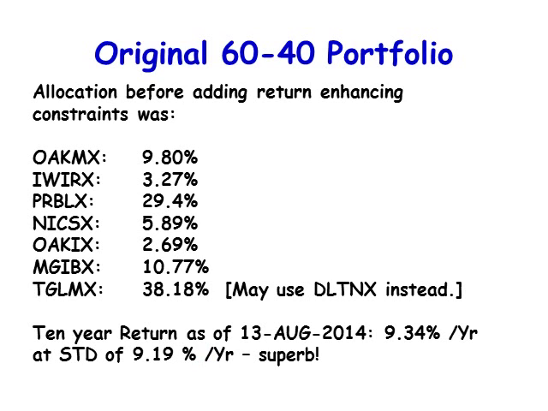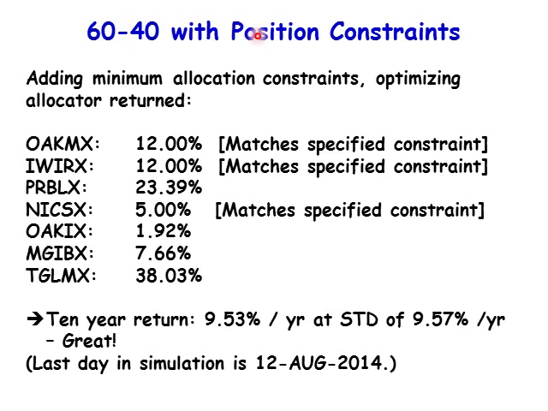Okay? So let's continue. But we're looking for returns, and on the return basis this is not as good. Another portfolio generates a higher return. Let's continue. Okay, I added some constraints for position values. Adding minimum allocation constraints to optimize my return: Oakmark fund 12%, I asked it to give at least 12%. IWIRX 12%, I asked it to give at least 12% of that too, and that left PRBLX at 23.39%. Nucleus fund 5%, I asked it to give at least 5%, and so on.